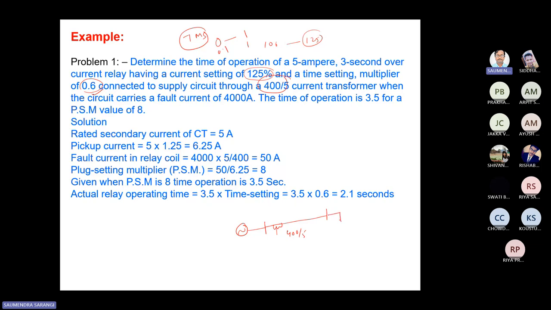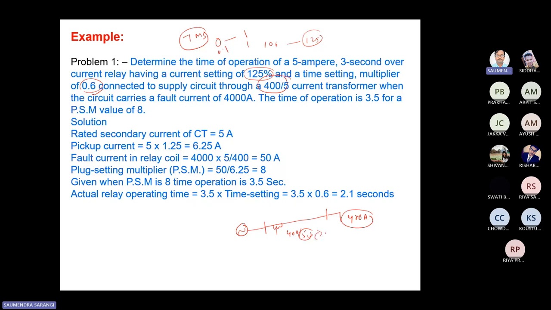So what is our load current? If you observe, the load current should be equal to 400 ampere. Whenever the load current flows in the secondary side of the CT, it should be 5 ampere. But whenever we design the relay, we should design it to operate for the abnormal condition. So if it is above 5 ampere, it is normal load current.